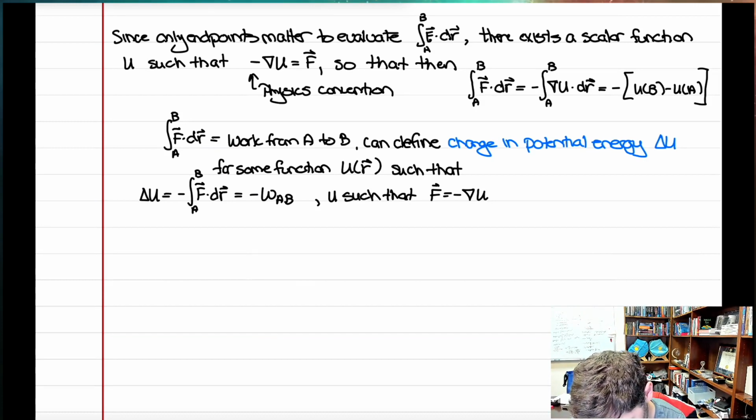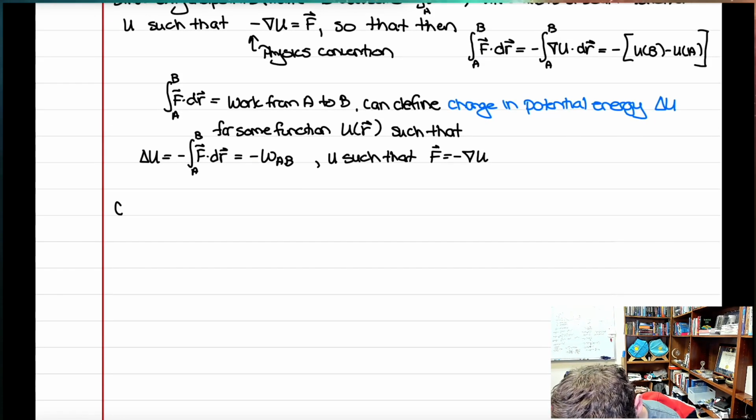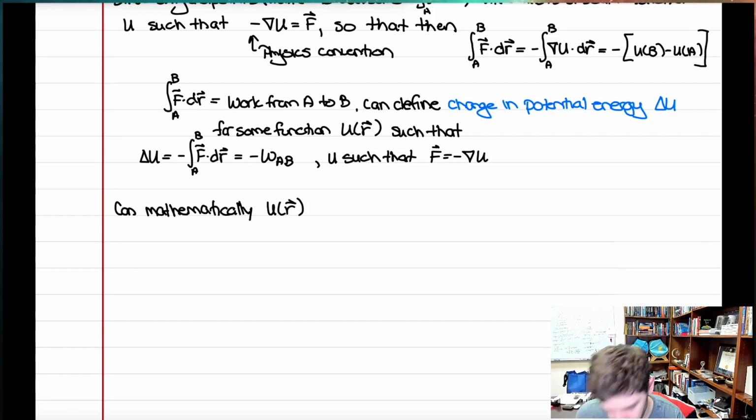And so the way you can then mathematically define U sub r. How can we mathematically define U sub r? Well, we can motivate it by this idea here. The change in potential energy is negative this integral going from A to B. Right, so you could think of this left-hand side as U evaluated at B minus U evaluated at A.